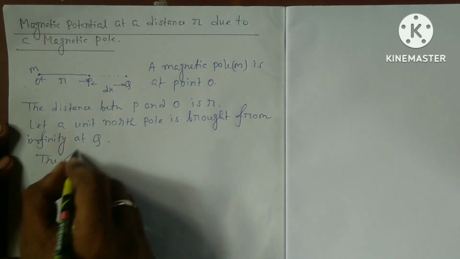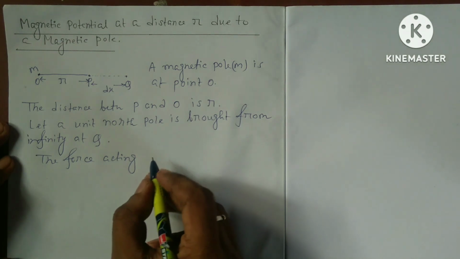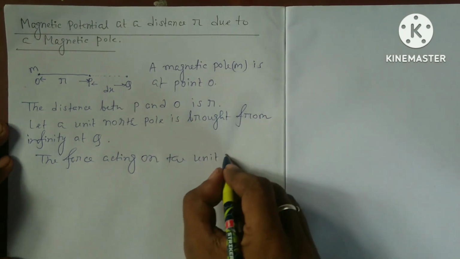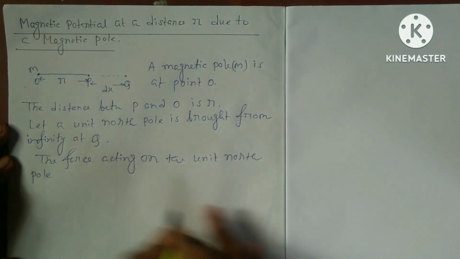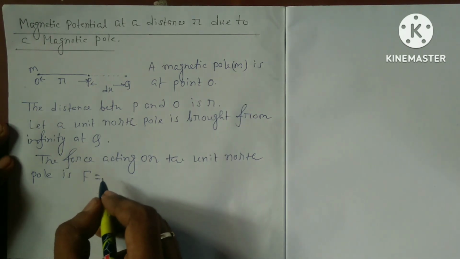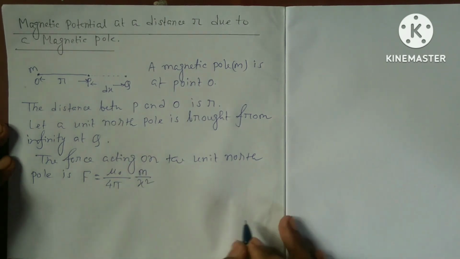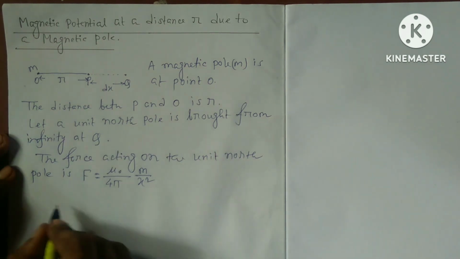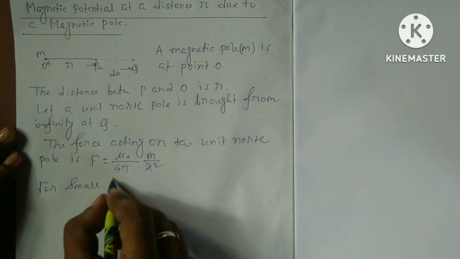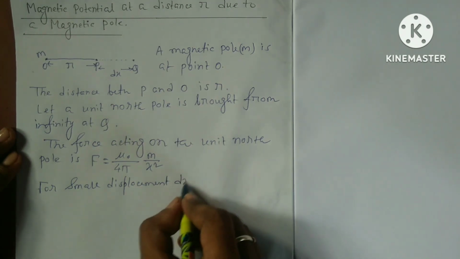The force acting on the unit north pole is F equal to, we can write, mu 0 by 4 pi m by x square. This is for a small displacement, dx.